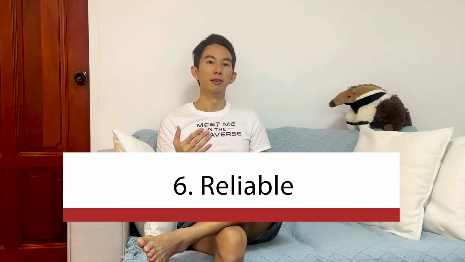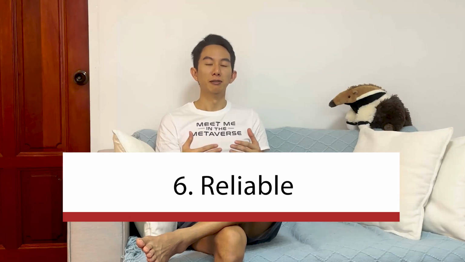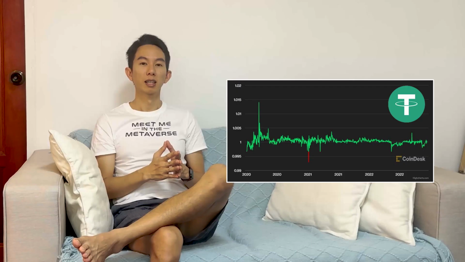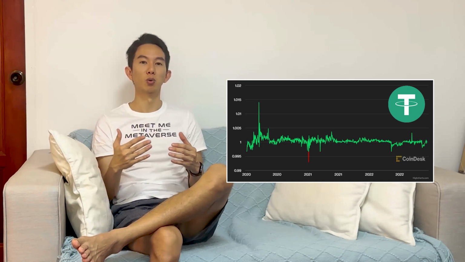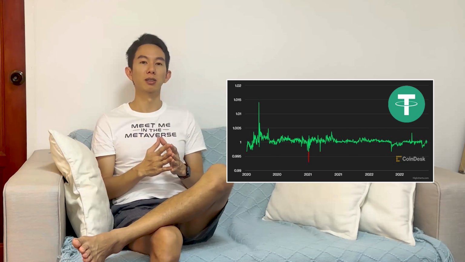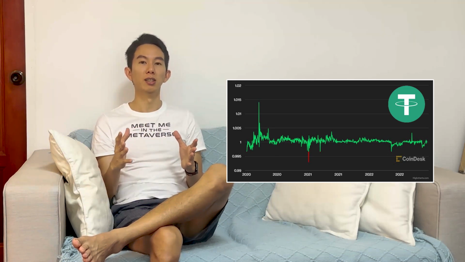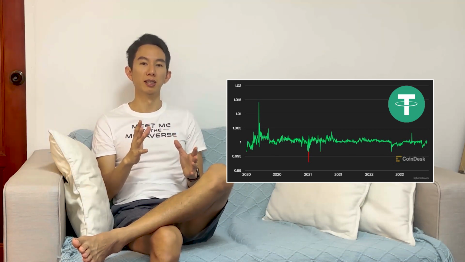Number 6, reliability. Tether is a reliable cryptocurrency because it's one of the most stable in the market. It doesn't fluctuate like other cryptocurrencies, which makes it great for people who want to make long-term investments or get stable use via yield farming, but also want to preserve the capital.